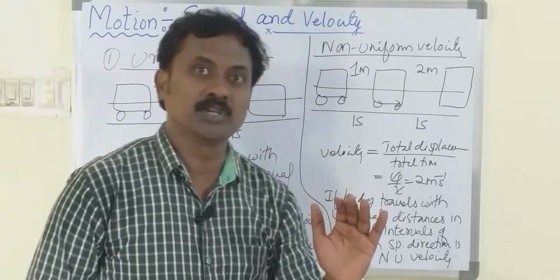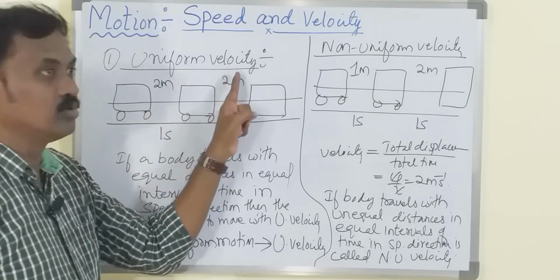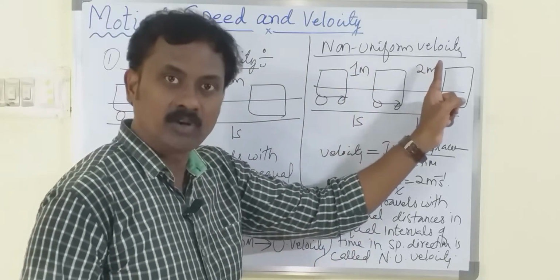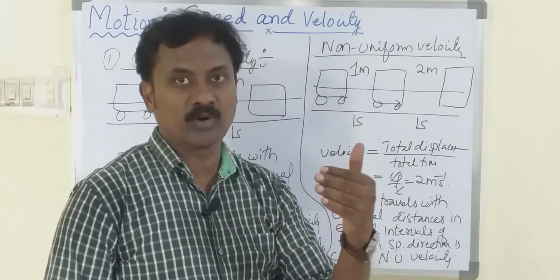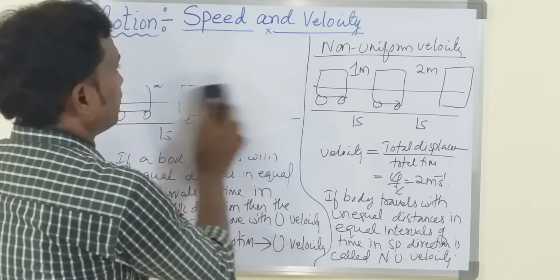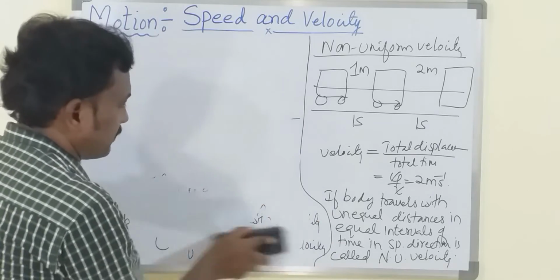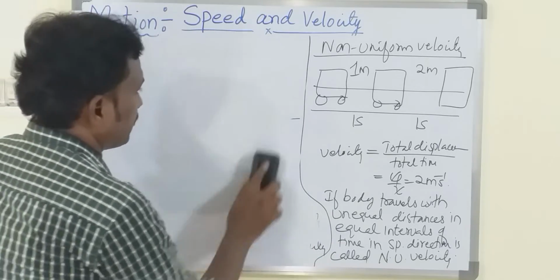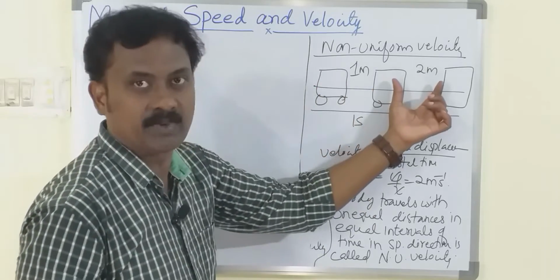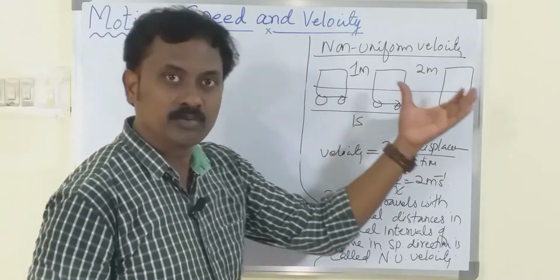So non-uniform motion is not related to speed, it is related to velocity. If the body is moving with uniform velocity, we say that it is moving with uniform motion. And when the body is moving with non-uniform velocity, we say the body is moving with non-uniform motion. Now let us see some other cases where the velocity is non-uniform. Here the body is undergoing unequal displacements in equal intervals of time.